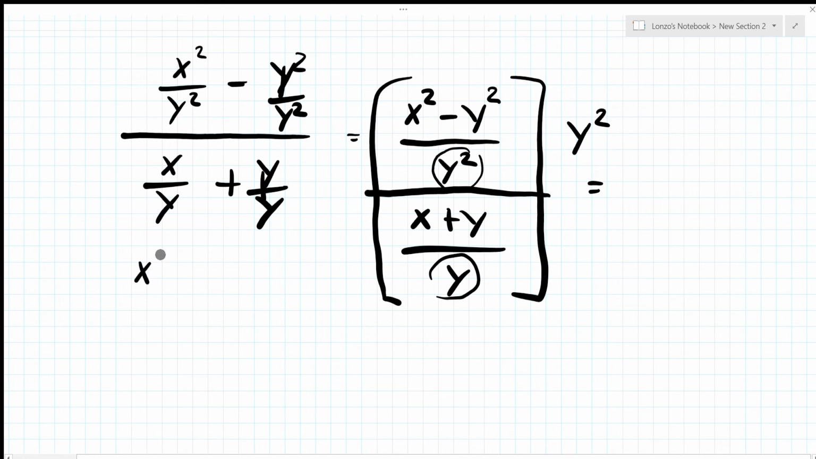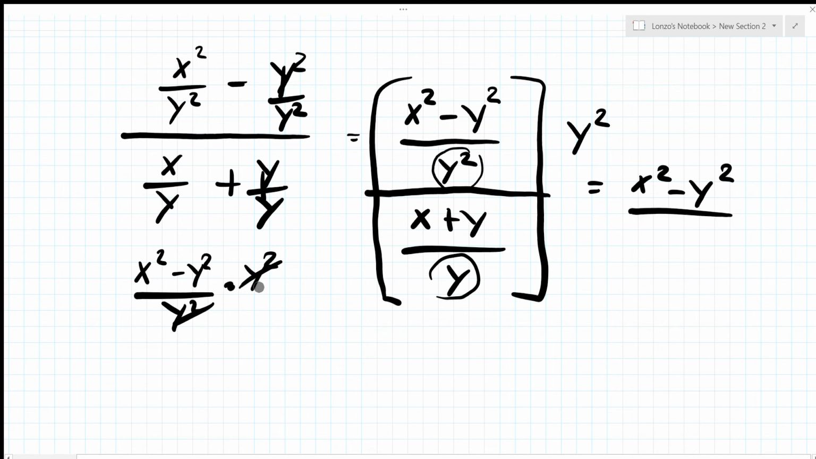So what I'm doing is x squared minus y squared divided by y squared. I'm multiplying that top and bottom by y squared. So what happens here? The y squared cancels, so you're just left with x squared minus y squared. Over here we have x plus y divided by y, multiplied by y squared. What happens here? The y cancels, so you're left with 1, so you're just left with y times x plus y. Now, I'm not going to FOIL this y right now, because I want to simplify it.